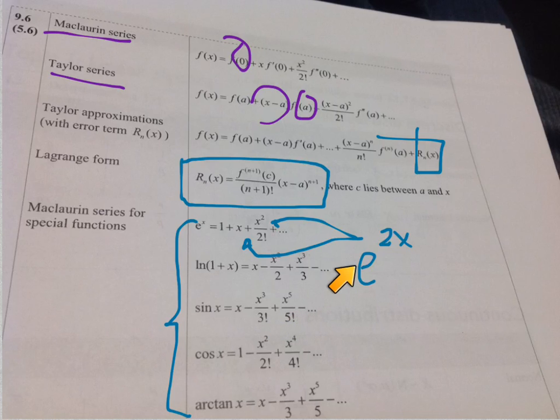This will be handy if you have something like a composite function. If we have e to the 2x, all we have to do is use the e to the x expansion, but we just use the composite. We put the 2x inside. So this would be 1 plus 2x plus 2x squared over 2 factorial and so on.